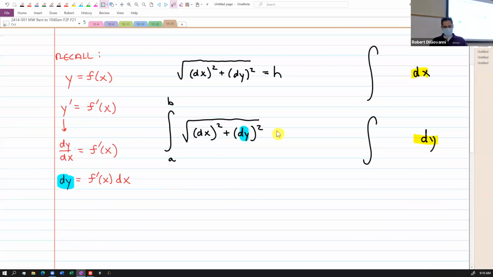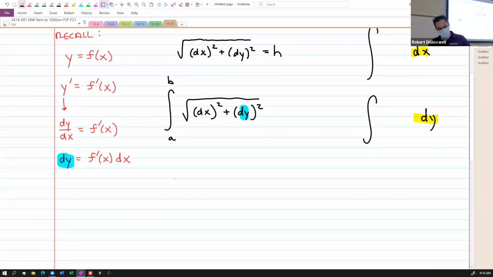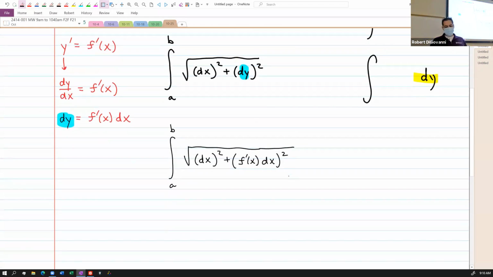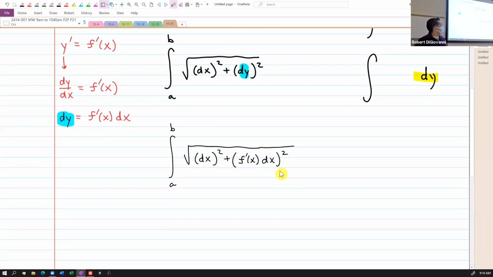Okay, so here's where I am. Now I'm going to replace that dy with dx squared plus f prime of x dx squared, right? That's where we are. Now, this is f prime of x times dx. So since I have multiplication between those, can't I apply the squared to both of them?